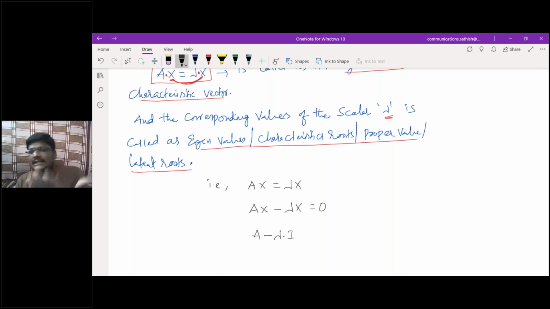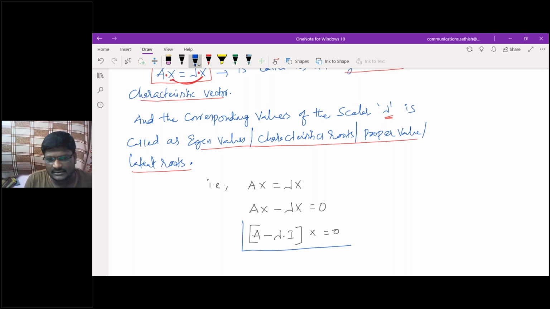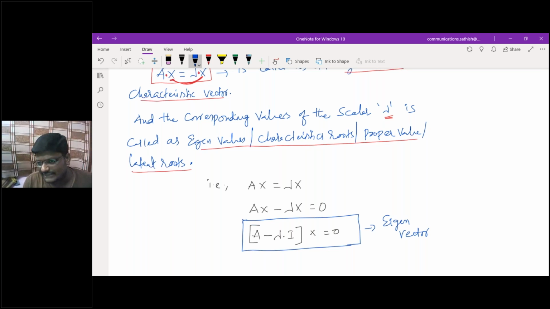Any matrix multiplied with the identity matrix will have the same value, so multiplying by the identity matrix does not affect anything. That is why I am writing this as (A minus lambda I) into X, which is equivalent to 0. Here I just took X common, nothing more than that. You got the point? Yes, sir. This is what I call the eigenvector equation, used to find the eigenvector.